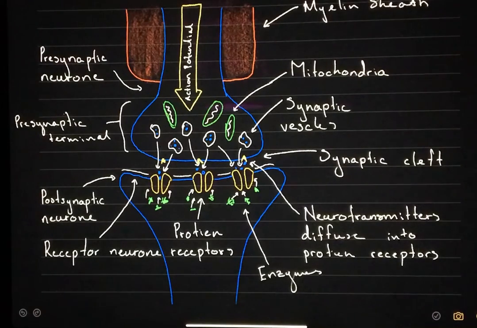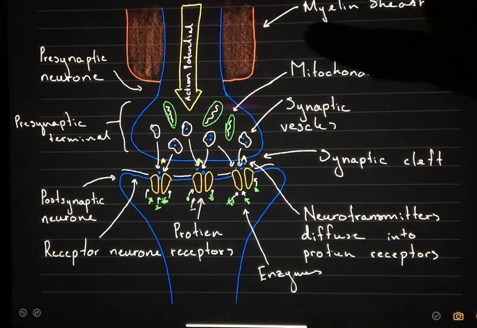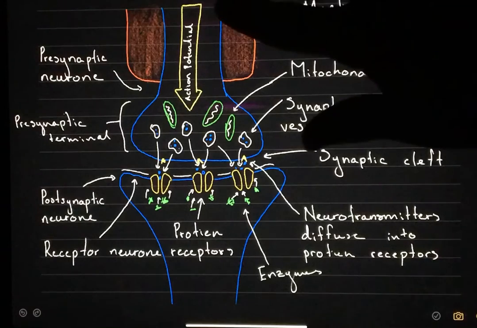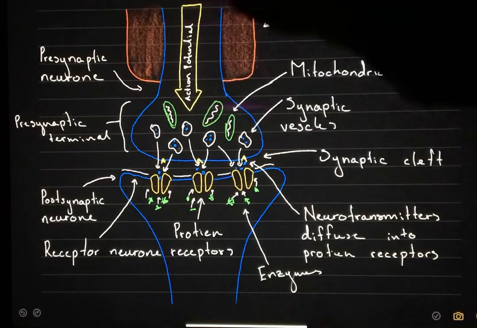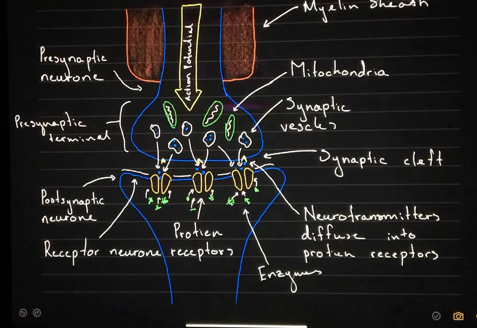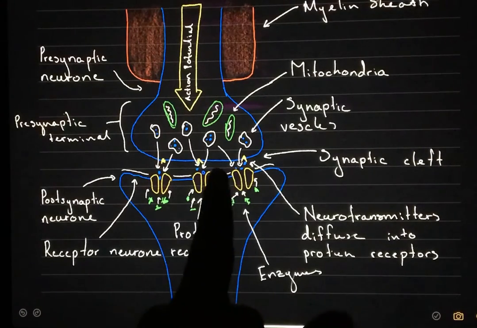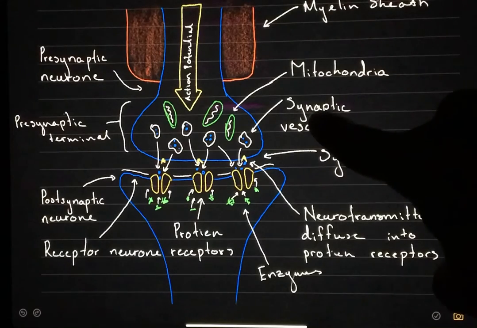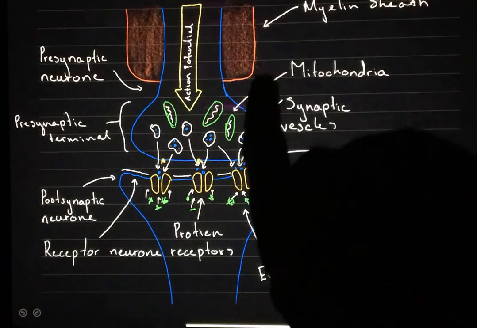So, it starts off with the presynaptic neuron, so the neuron that is passing down the information. It has a surge of action potential, which is a charge, essentially. This causes, in the presynaptic terminal, synaptic vesicles to release neurotransmitters. These synaptic vesicles are provided energy by the mitochondria.